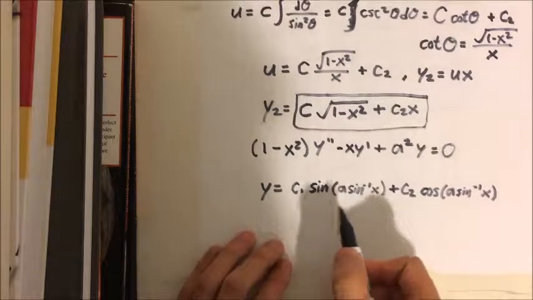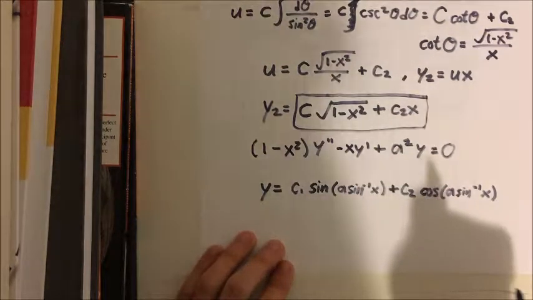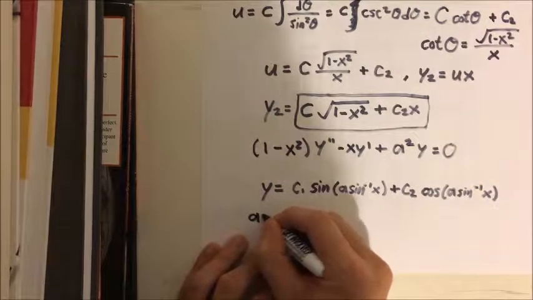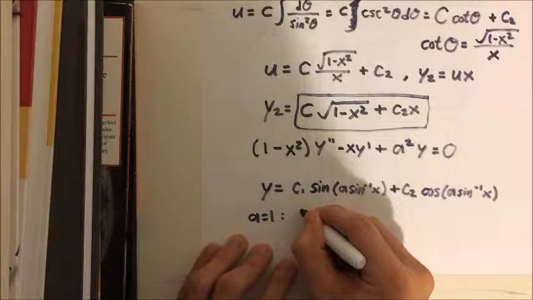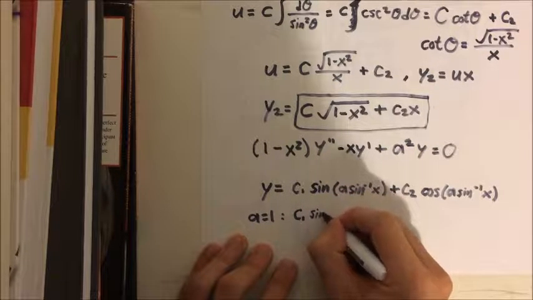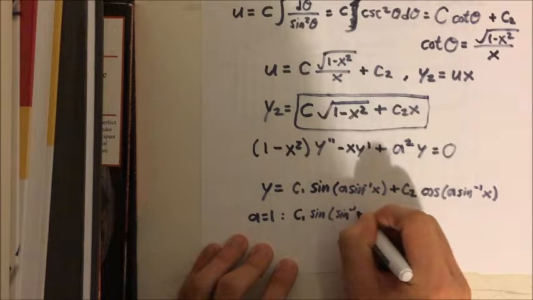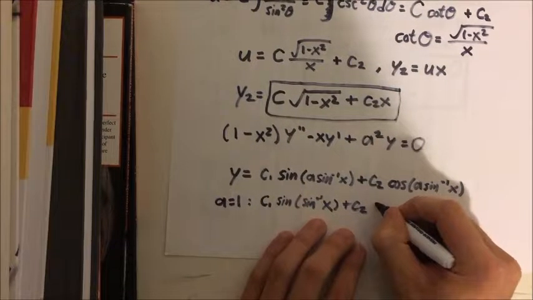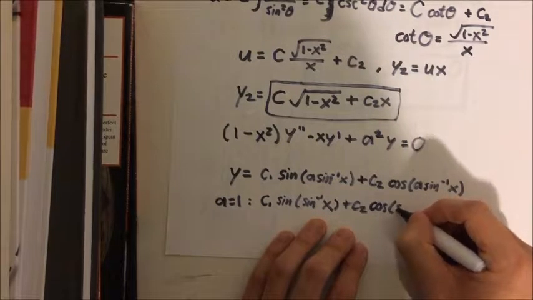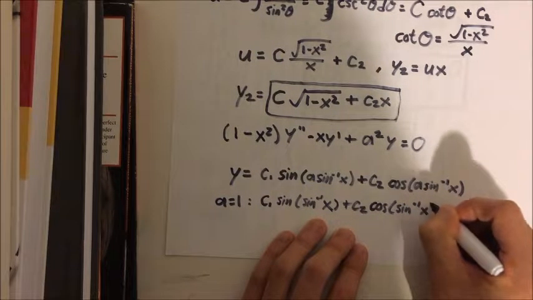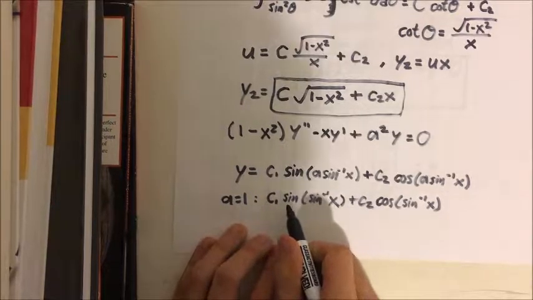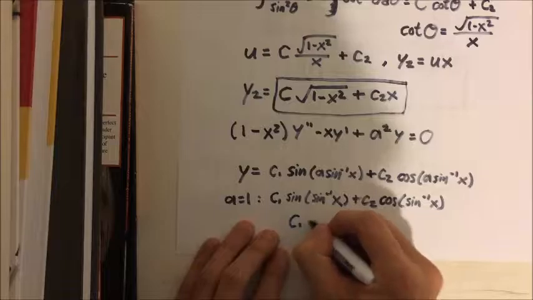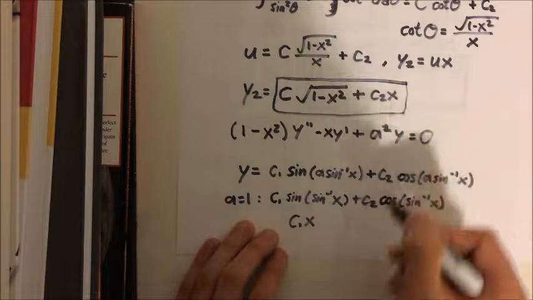So let's show that this solution is equal to the solution that we got when a is equal to 1. So when a is equal to 1, then we get c1 times sine of inverse sine of x plus c2 times cosine of inverse sine of x. And when you take the sine of the inverse sine of something, the definition of inverse functions gives you just that input. So that's what corresponds up there.